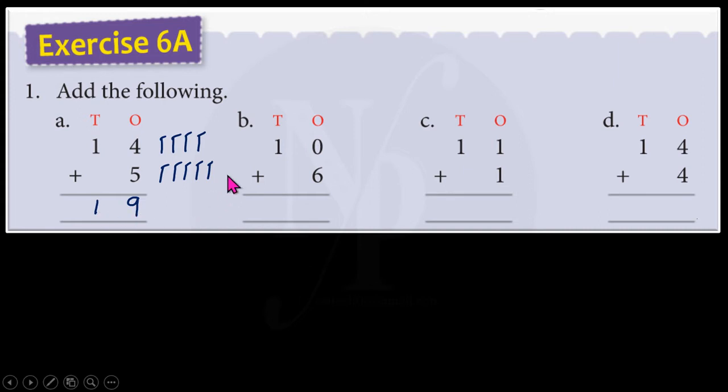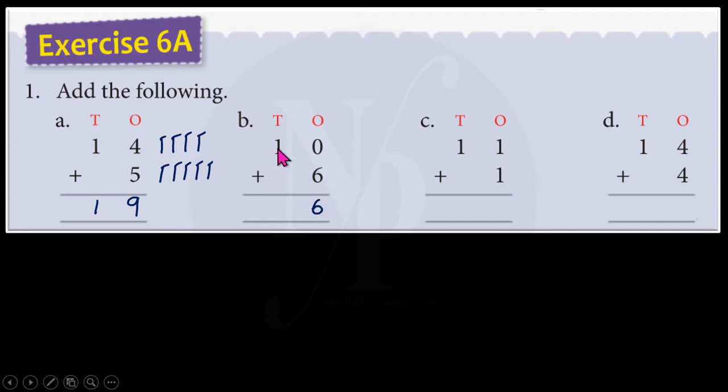Next, let us move to the second question, B. Here we have to add 10 and 6. So starting from ones place, we should add 0 and 6. We know that when 0 is added to any number, we get the same number. So I will write 6 here in ones place.